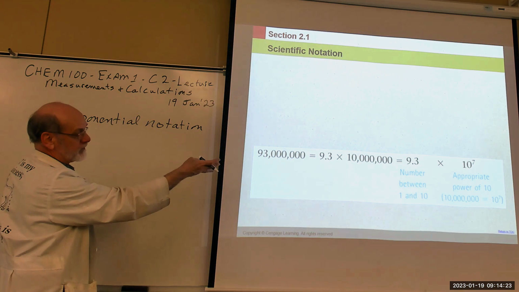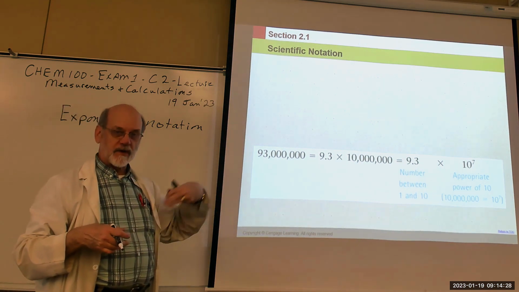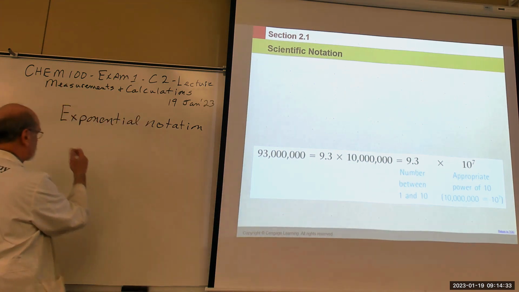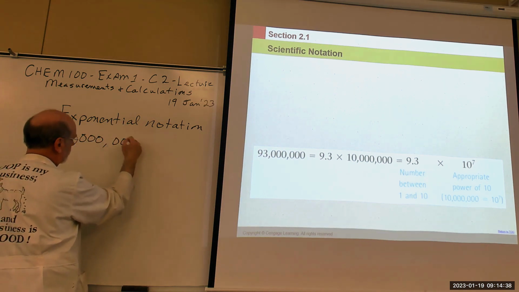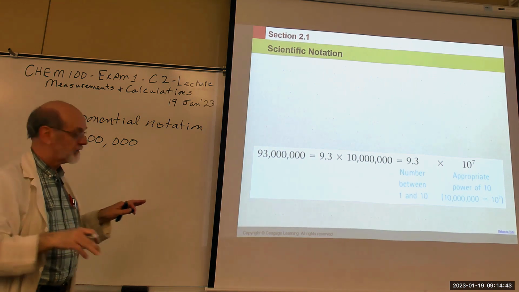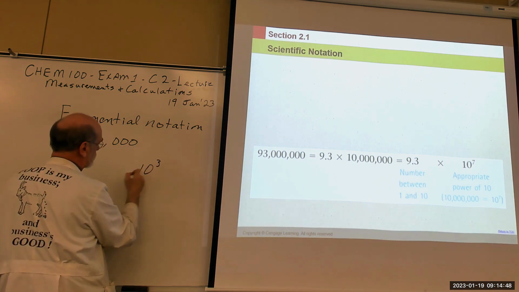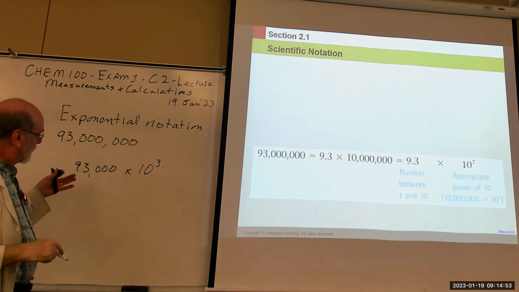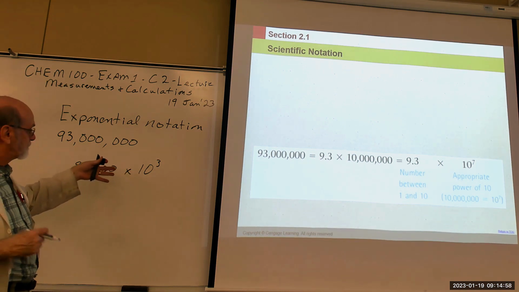So I could take 93 million, and that, by the way, is the average distance in miles from the Earth to the sun. All right, so if I take this number and put it in exponential notation, I can choose any power of 10. So I can say the decimal point is here, I can say 1, 2, 3. So I can say this times 10 to the third, 93,000. That's the same as this number, right, in exponential notation.